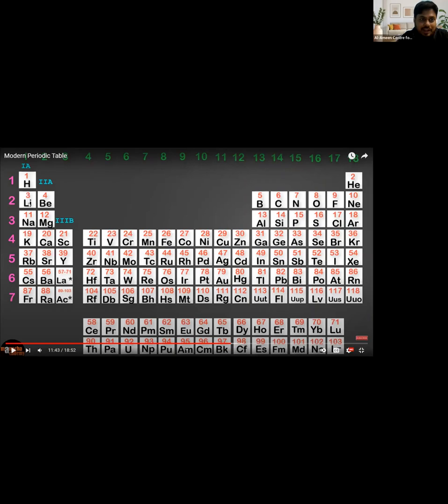Group 1: hydrogen, lithium, sodium, potassium, rubidium, cesium, francium. These all are metals, strong metals. So basically we call them alkali metals. Why do we call them alkali metals? Sodium hydroxide, potassium hydroxide, lithium hydroxide, we can take. That's why they have been called alkali metals. All these metals can actually react with water.